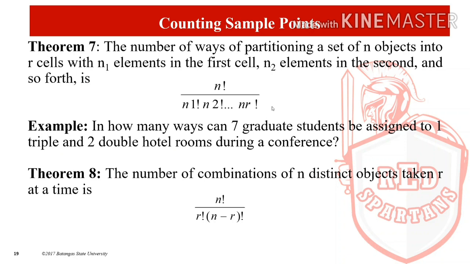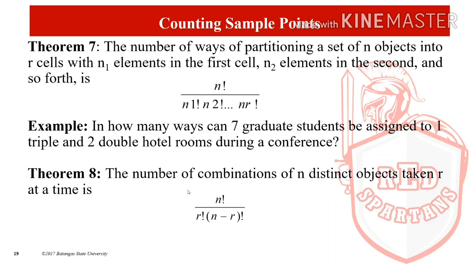So, ibig sabihin ng solution dito, 7 factorial over 3 factorial, isang triple, times 2 factorial times 2 factorial, kasi dalawang double. Dapat yung sum pa din ng nasa denominator ay equal sa 7 or dun sa numerator. So, kunin natin 7 factorial over 3 factorial times 2 factorial times 2 factorial equal to 210 ways. So, yun yung solution natin for this theorem number 7 or for this example.